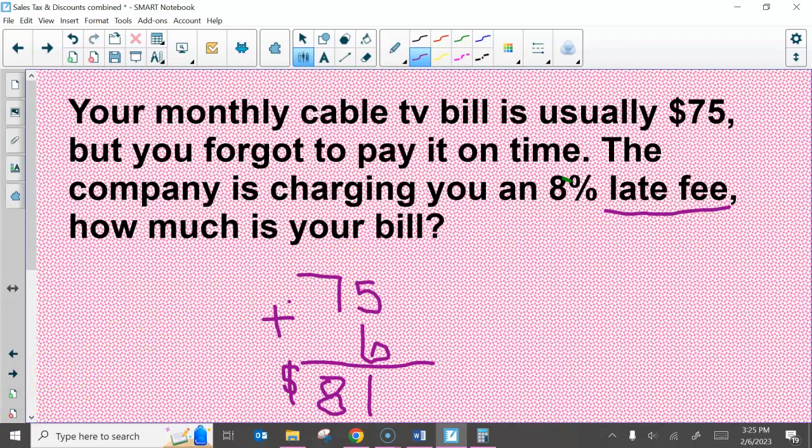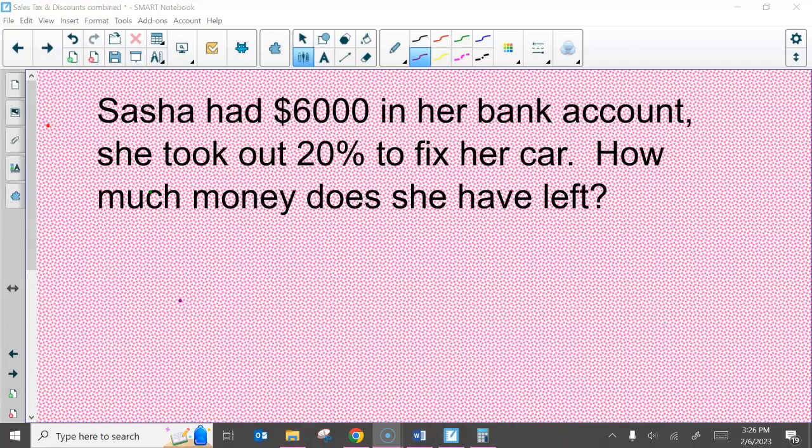All right, moving on. Okay, so this one says Sasha had $6,000 in her bank account. She took out 20% to get her car fixed. So how much does she have left? Okay, so this is how much she had, $6,000. She had to take some out, so she no longer has $6,000, right? She is going to have less than that. And how much does she have left? Usually that's a good indicator that you're going to be subtracting.